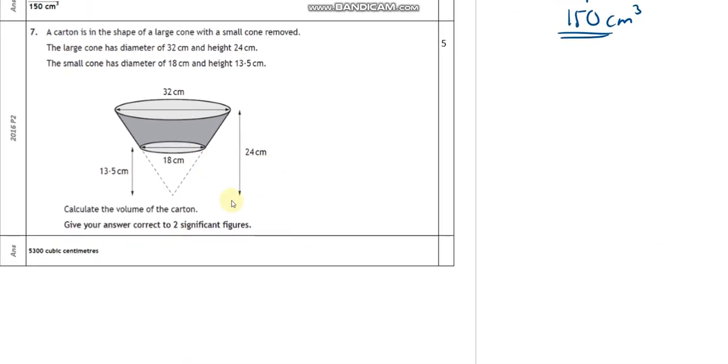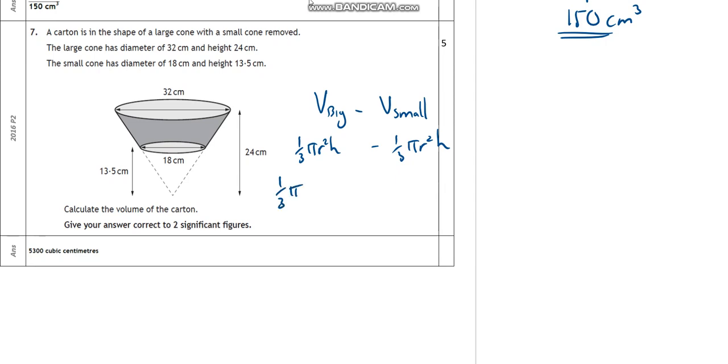This one. Okay, so I just want the shaded area. I want this bit in here. So what I'm doing is this whole cone, take away a small cone. So it's the volume of the big cone, take away the volume of the small cone. It's using one equation, so it's going to be a third pi r squared h, take away a third pi r squared h. So a third pi. Now the radius of the big cone is going to be half of this, so 16 squared, and the height of that would be 24.